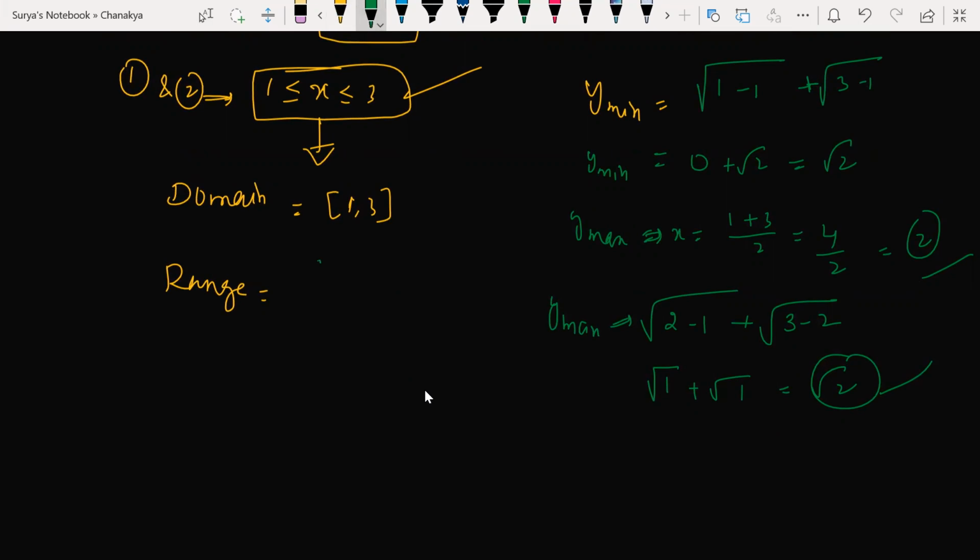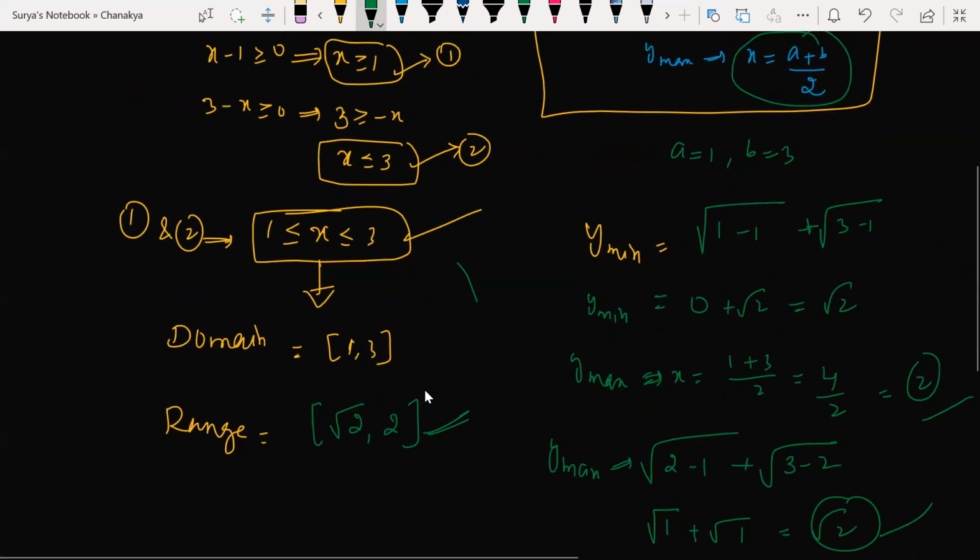Minimum value, how much minimum? Square root of 2, maximum value is 2. This is my range. Understood my point? Any doubts, guys? So minimum value is root 2. How did we get my minimum value as root 2? Tell me. How did we get minimum value as root 2 here?